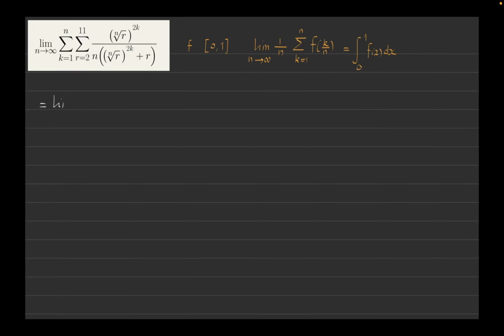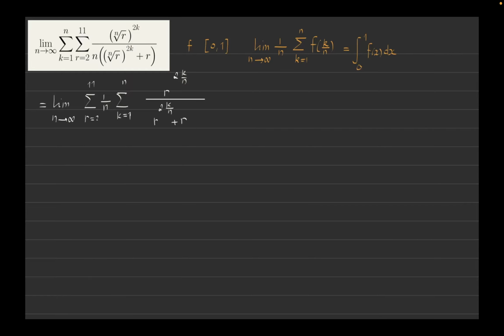So I would say that this becomes the limit n goes to infinity. I replace the location of these sums. R goes from 2 to 11, and then I have a second sigma. k goes from 1 to n. That's correct. And then I have r to the power of 2k over n, and then in the denominator I also have r to the power of 2k over n plus r, but that 1 over n can be pulled out from the first sigma now.